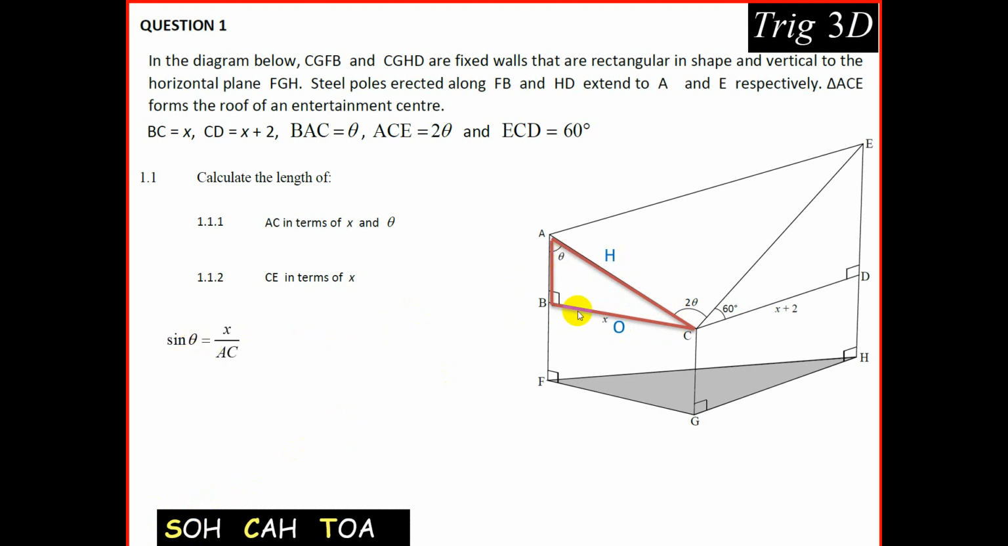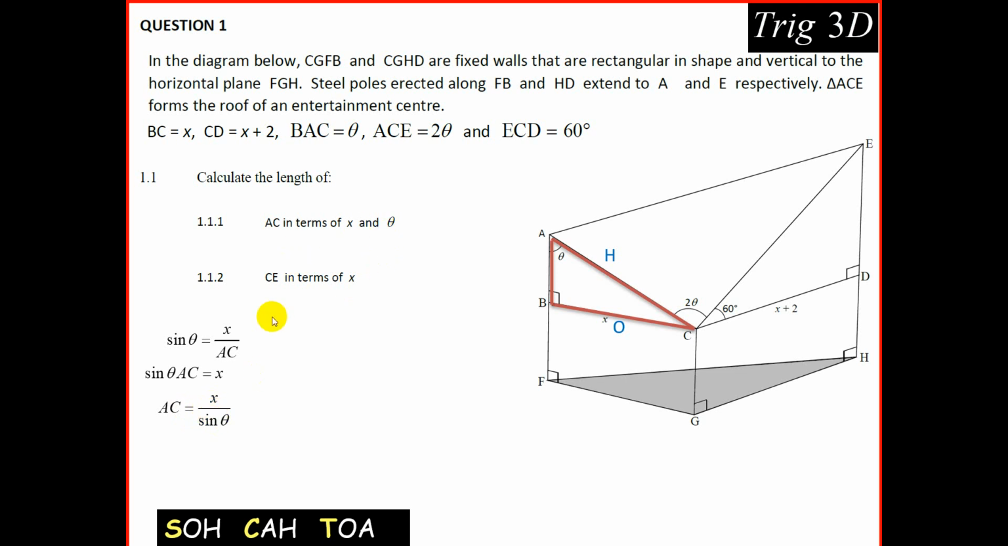Sine theta is equal to opposite, which is x, over hypotenuse, which is AC. Remember, we can write sine theta over 1, and we can cross multiply, which gives us x times 1 is x, and we'll have AC sine theta. So we have AC sine theta is equal to x. To find AC, we're going to divide both sides by sine theta. And that gives me AC is equal to x over sine theta.